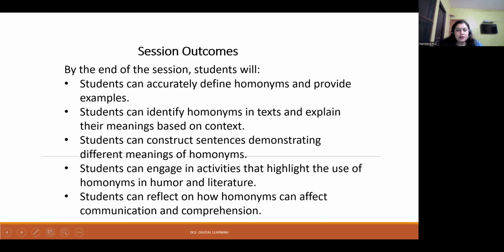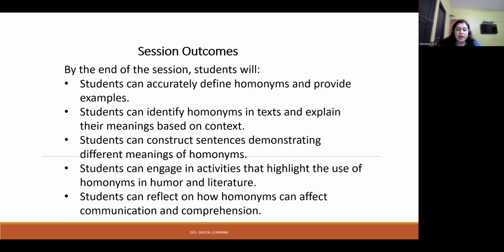The session outcomes. By the end of the session, the students will be able to do the following, at least if not all, at least part of it. Students can accurately define homonyms and provide examples. Students can identify homonyms in text and explain their meanings based on context. Students can construct sentences demonstrating different meanings of homonyms.